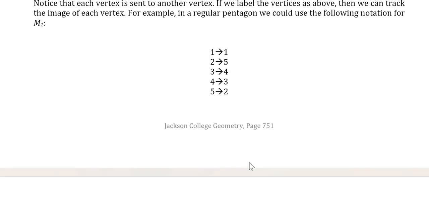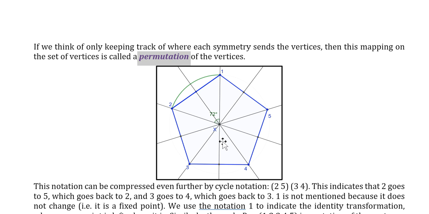Okay, this is a pentagon. So we're using this one here. For a pentagon, if we reflect around this one, 1 is fixed, 2 goes to 5, 5 goes to 2, 3 goes to 4, and 4 goes to 3. That's what we have right here. 1 goes to 1, 2 goes to 5, 5 goes to 2, 3 goes to 4, 4 goes to 3.